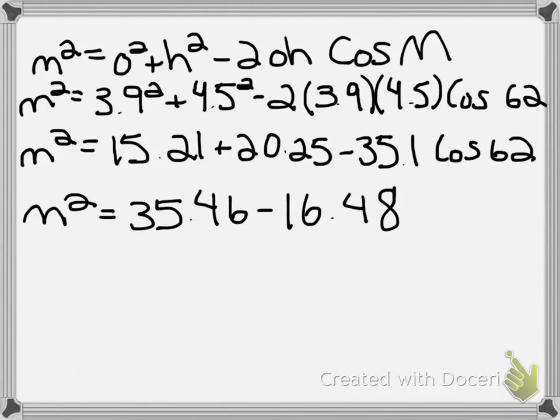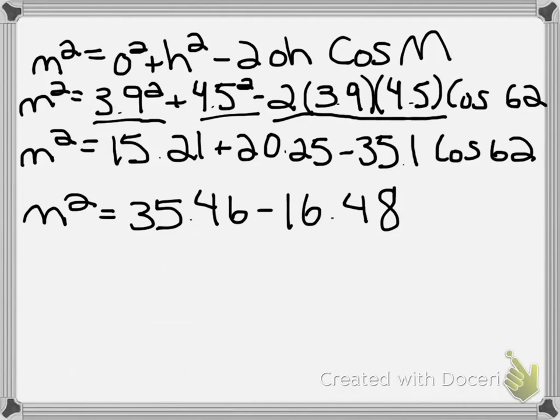Now we have the part of this equation. It's m squared equals 15.21, which is 3.9 squared, plus 20.25, which is 4.5 squared, and minus 35.1, which is 2 times 3.9 times 4.5. And then we have cosine of 62.